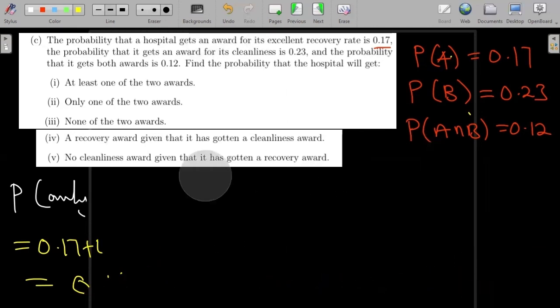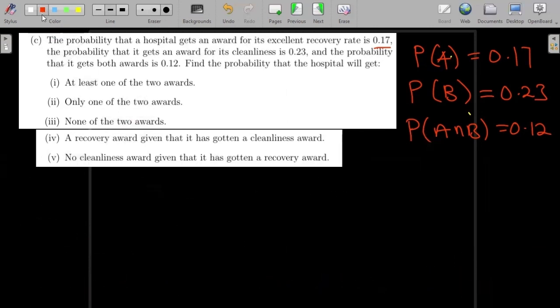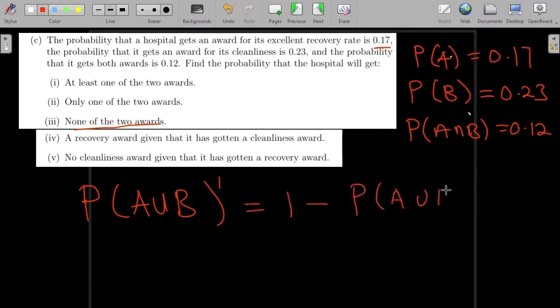All right, so part three. Now they're saying find the probability the hospital will get none of the awards. The probability that the hospital will get none of the awards is simply the probability of A union B complement. Here we're just going to use the complement rule. So this is the same as 1 minus the probability of A union B. At first we calculated this probability. Remember we calculated this probability.